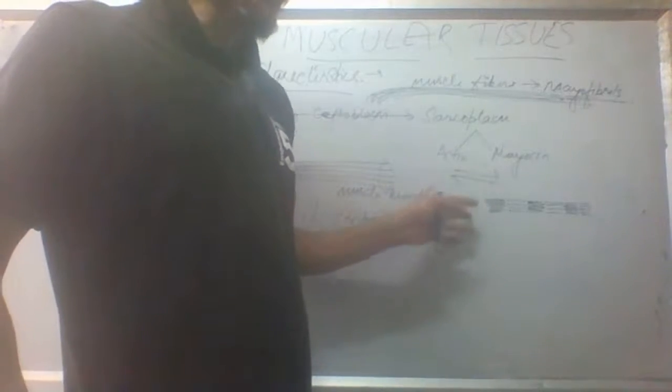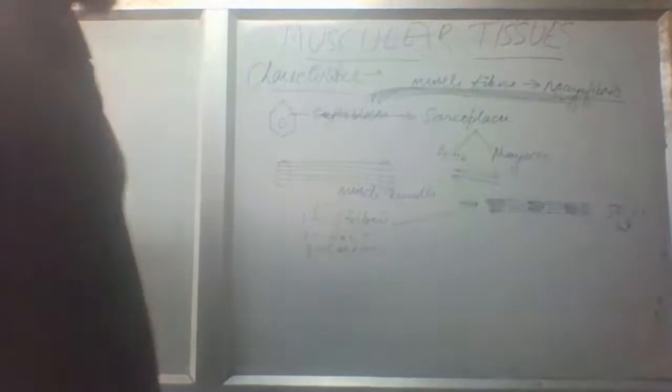Striated muscles form nearly 50% of the entire body weight. It is 50% of the total body weight that these striated muscles make up.